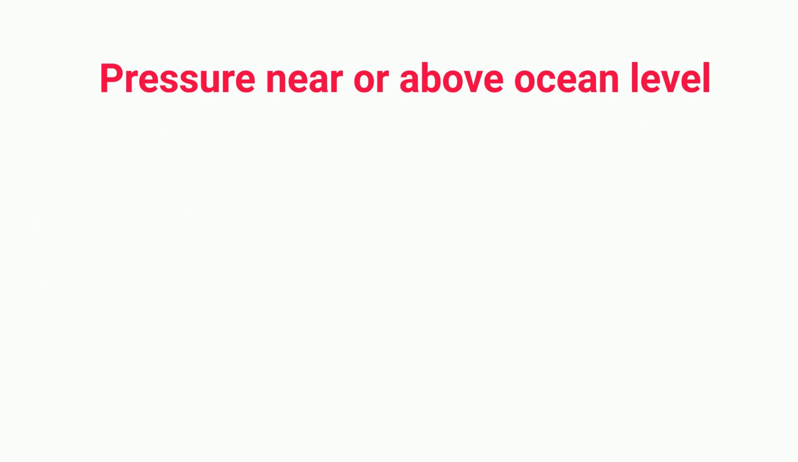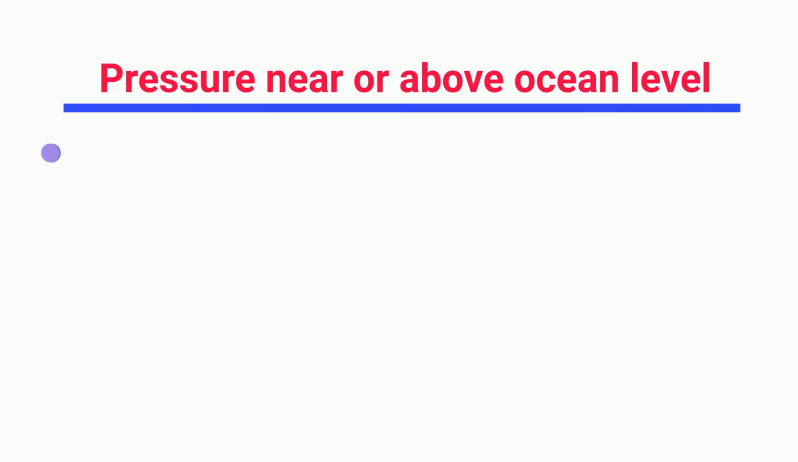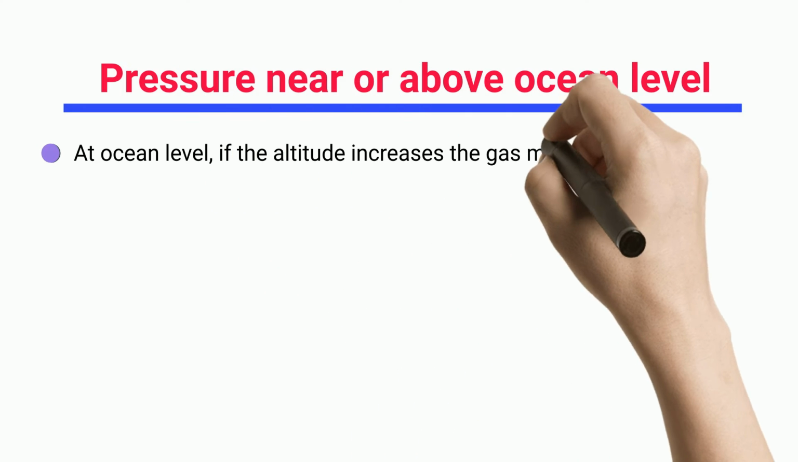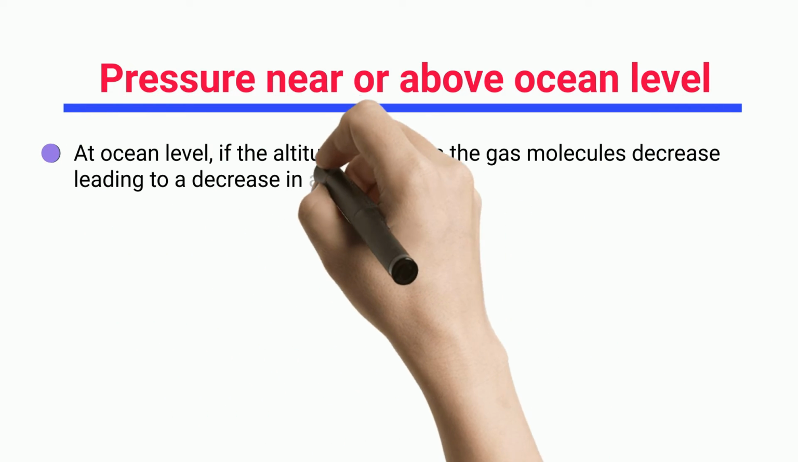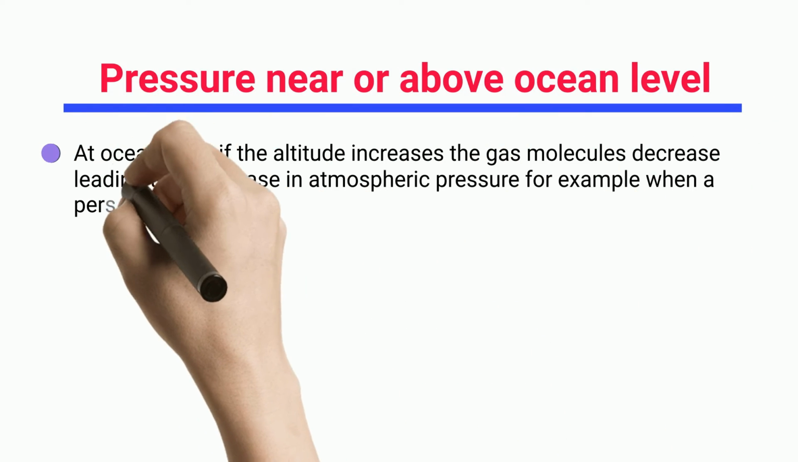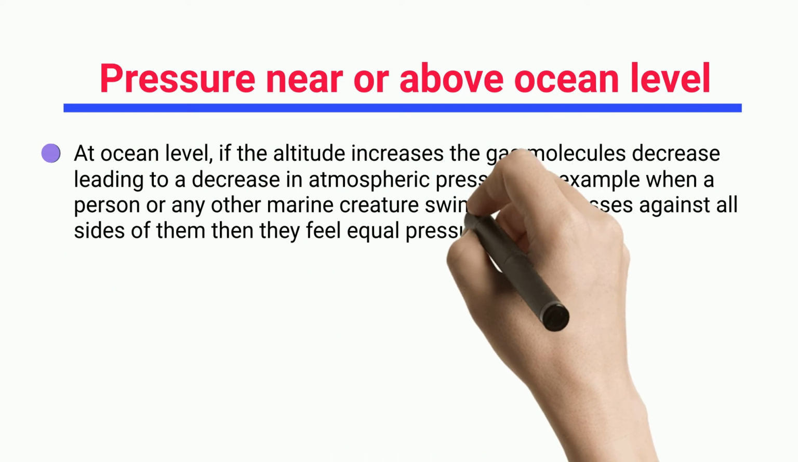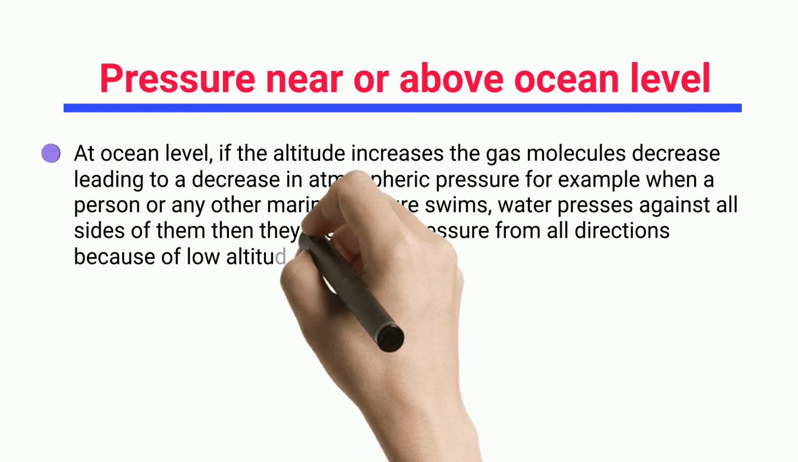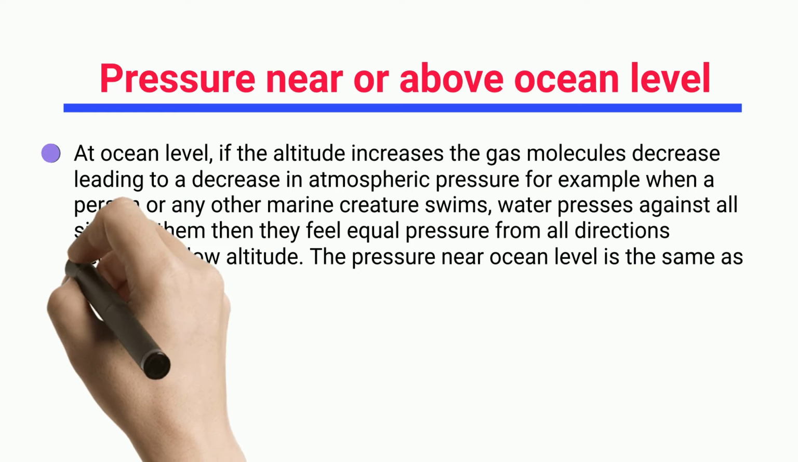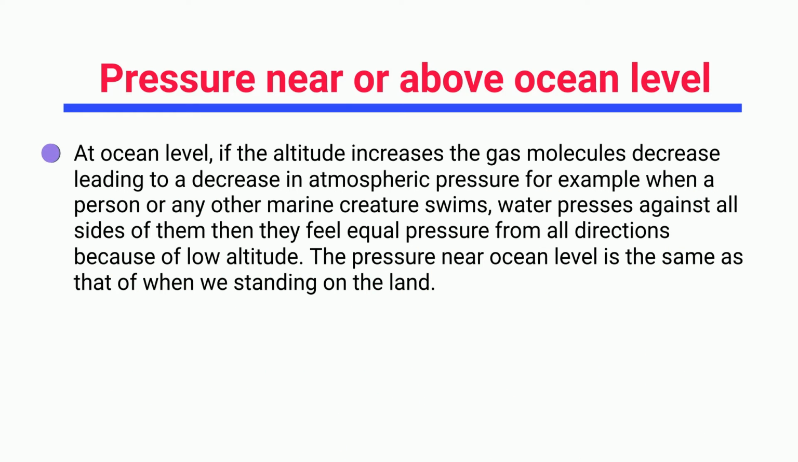Pressure near or above ocean level. At ocean level, if the altitude increases, the gas molecules decrease, leading to a decrease in atmospheric pressure. For example, when a person or any other marine creature swims, water presses against all sides of them, then they feel equal pressure from all directions because of low altitude. The pressure near ocean level is the same as when we are standing on the land.